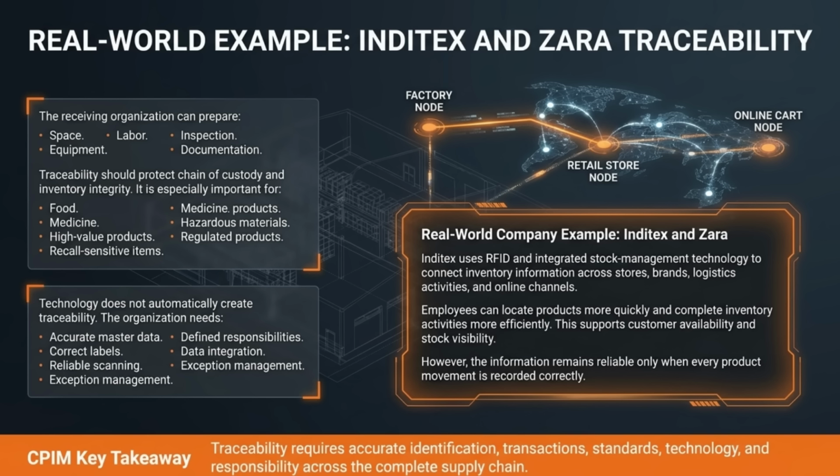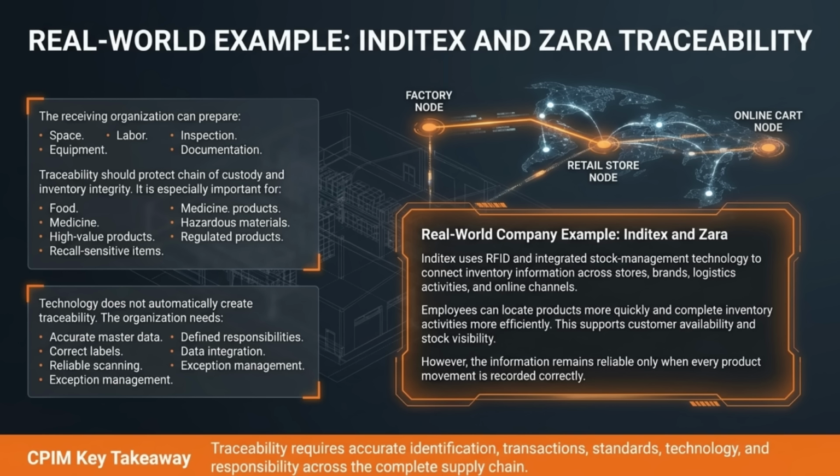Traceability should protect chain of custody and inventory integrity. It is especially important for food, medicine, aerospace products, hazardous materials, high-value products, regulated products, and recall-sensitive items. Technology does not automatically create traceability. The organization needs accurate master data, correct labels, reliable scanning, defined responsibilities, data integration, exception management, and cybersecurity.